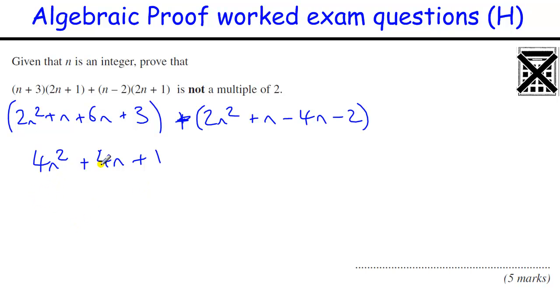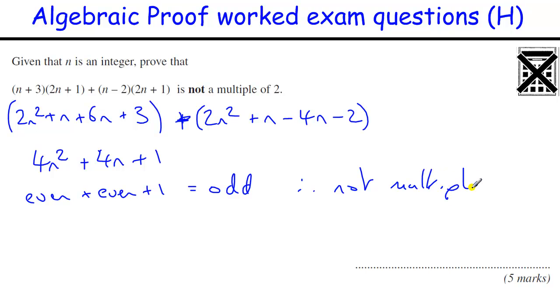Okay, we could just say these two are even plus 1 equals odd, therefore not a multiple of 2. We could be a little bit tidier, we could go 4n squared plus n equals even, because it's times by 4, but I think that's enough for 5 marks.